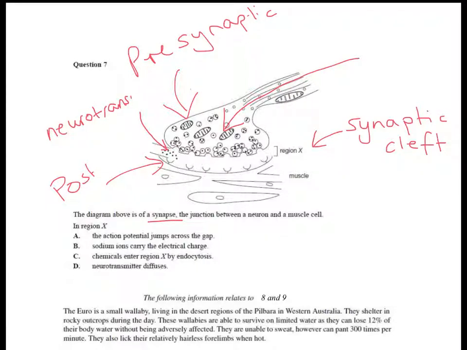Okay, and that neurotransmitter diffuses across the synaptic cleft. So the neurotransmitter is actually a chemical and it moves across this cleft. Okay, so if we look at the question, the diagram above is of a synapse, the junction between a neuron and a muscle cell. In region X, the action potential jumps across the gap.